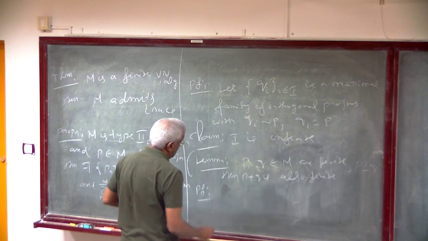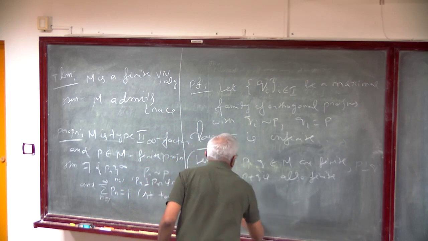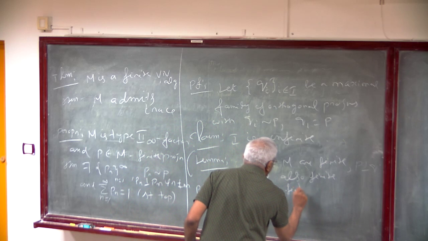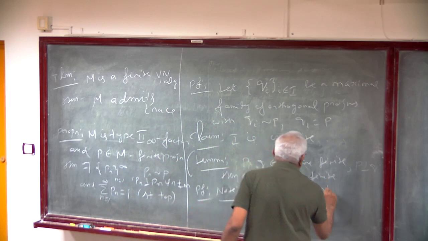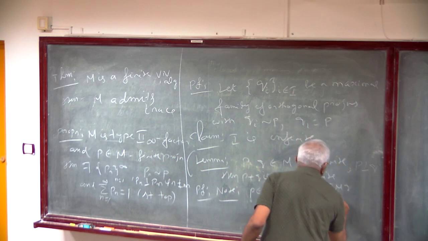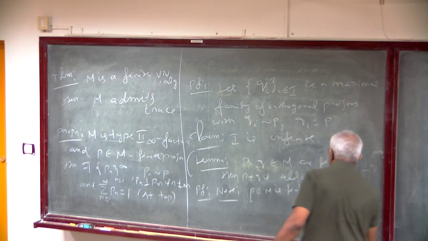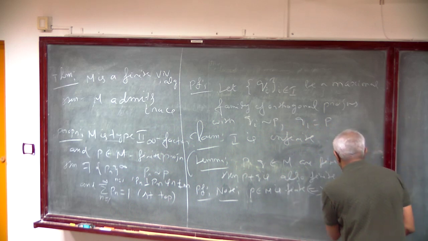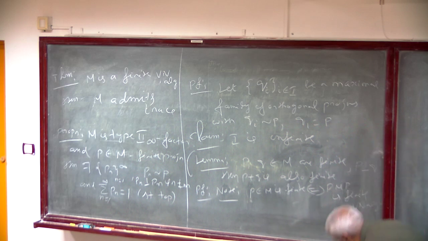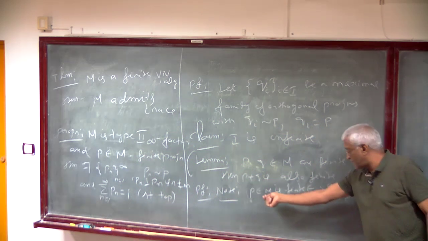Before that, note this fact: P in M is finite is equivalent to saying PMP is a finite von Neumann algebra. PMP is a von Neumann algebra on the Hilbert space PH, and the identity here is P. So P here is finite.